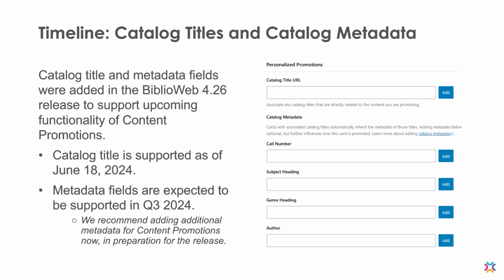In June, we made sure that the catalog title URL is working, which is great. The other metadata fields that you see below, call number, subject heading, genre heading, author, we were aiming for the end of Q2, but it looks like it's going to be the end of Q3 that this is going to be released. However, I recommend starting to add the metadata here anyways, because that's about when y'all are going to be launching, and then you've already done the work. So we're just going to go ahead and pretend like it already exists.